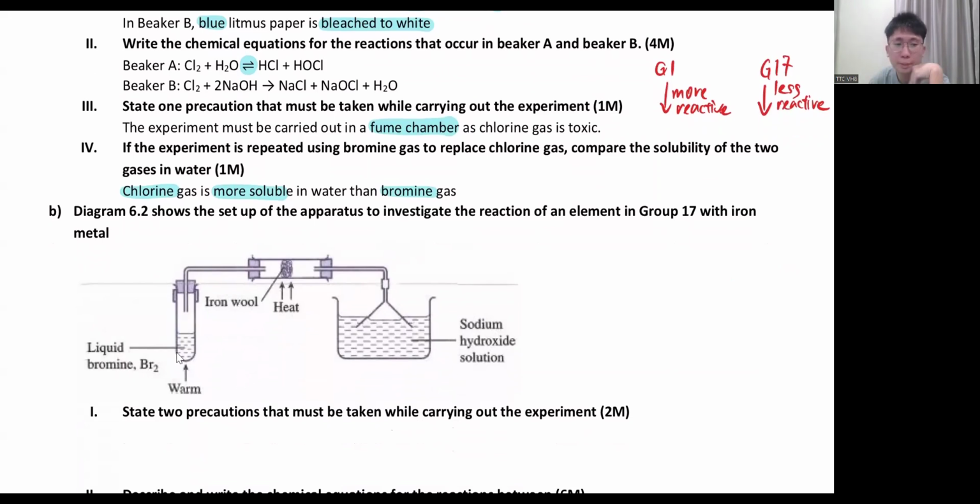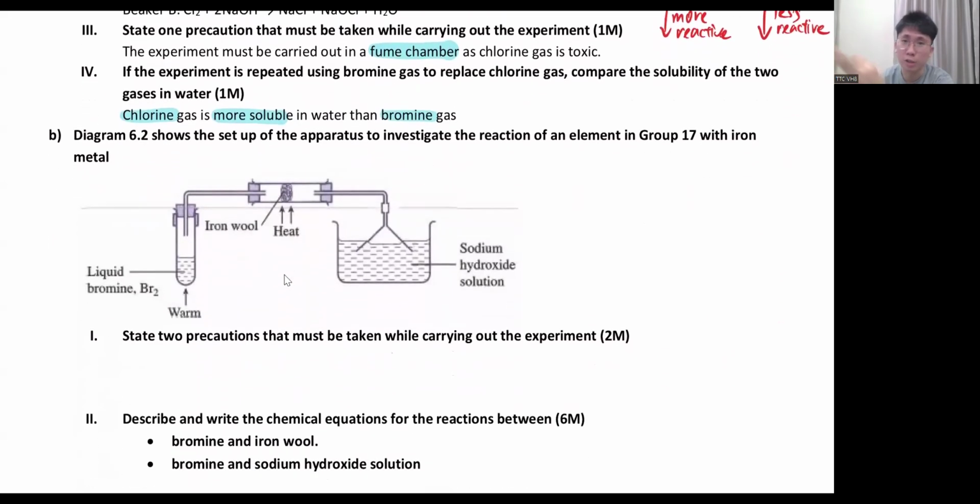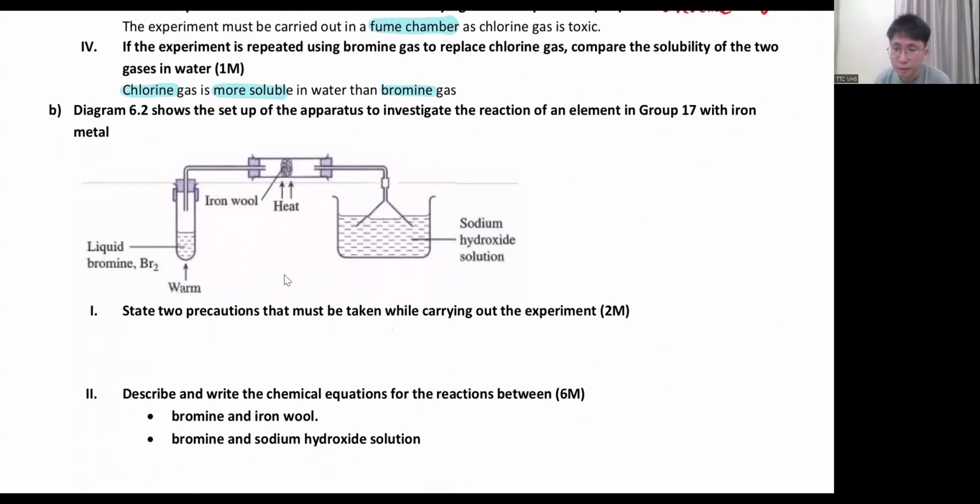Okay, then your liquid bromine, we warm it up and then it goes to iron wool, guys. You see, one question asks you all 3 reactions in your group 17. You see how crazy it is? Because for every group we learn 3 experiments. Like group 1, we have throw into water, burn with oxygen, burn with chlorine. Group 17 also has 3 experiments: dissolve in water, dissolve in sodium hydroxide, which are the first 2 already covered here, and then the last one is burn with iron wool. One question gives you all 3 experiments.